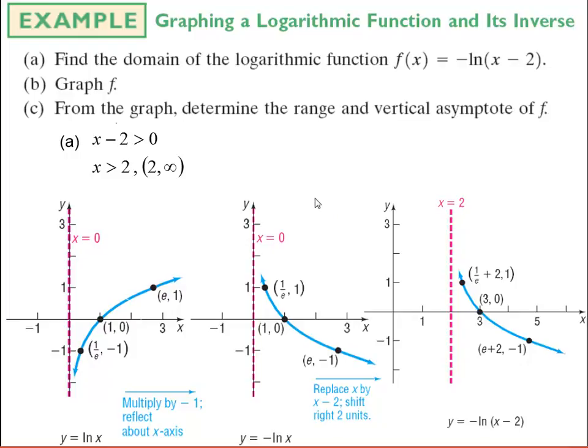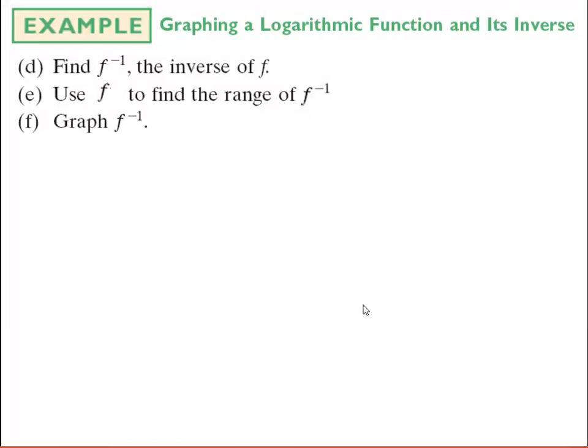Letter C says, from that graph, determine the range and the vertical asymptote. Obviously, the range goes all the way to positive infinity on my y-axis, and as it comes down, it covers all the way down to negative infinity on my y-axis as well. So my range is all reals, and I can see my vertical asymptote is x equals 2. Now there are 3 other parts to this question, so let's answer those.